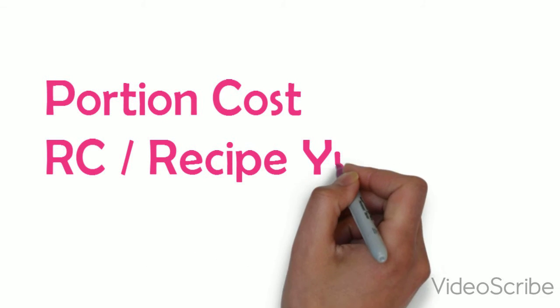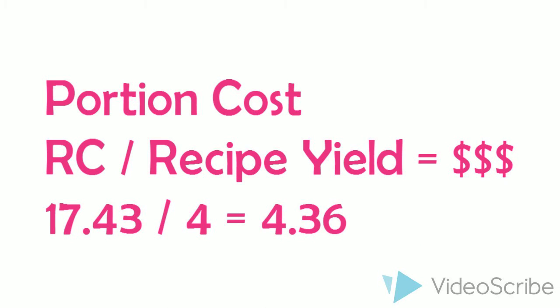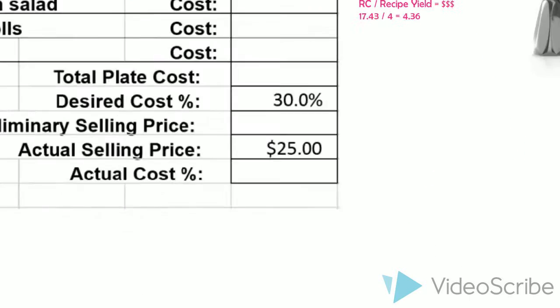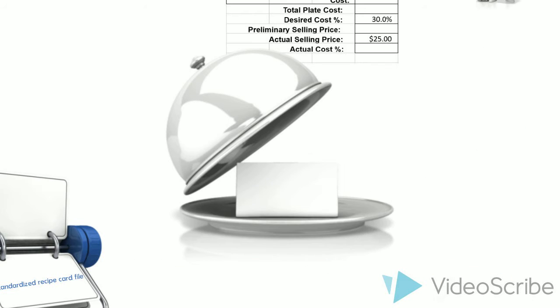Now the next one is the portion cost. The portion cost is the recipe cost divided by the recipe yield amount. So $17.43 divided by 4 gives us $4.36. That gives us the cost for one portion of that recipe. The recipe makes 4, so one portion is a fourth of the recipe.